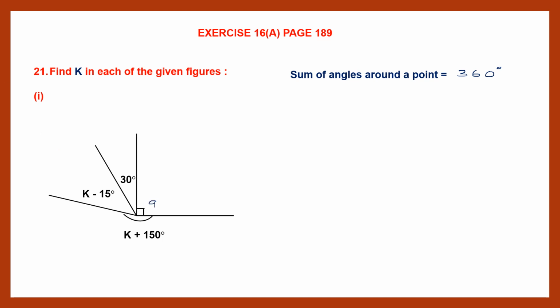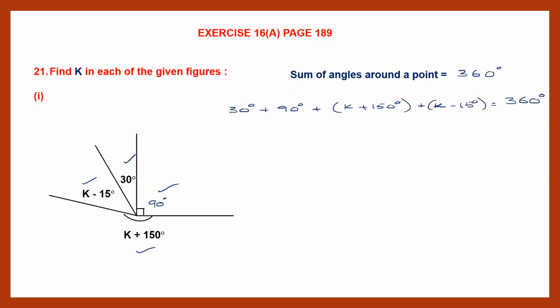So if this is 90 degrees, now we have all the angles. So we can add up all the angles. Remember, they should add up to 360 degrees. So let's start with this. 30 degrees plus 90 degrees plus k plus 150 degrees plus this one k minus 15 degrees. So let me write it like this, k minus 15 degrees, and all this should be equal to 360.